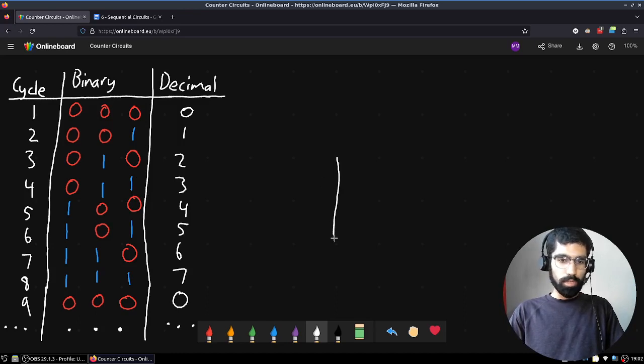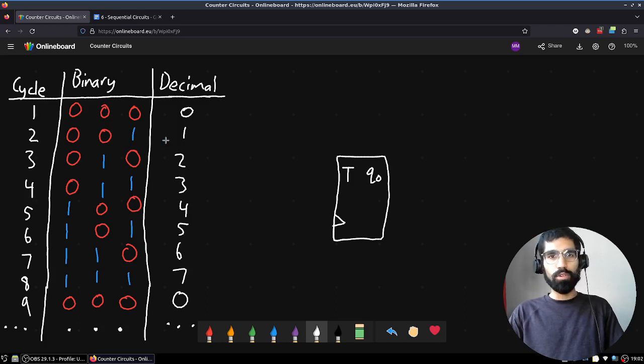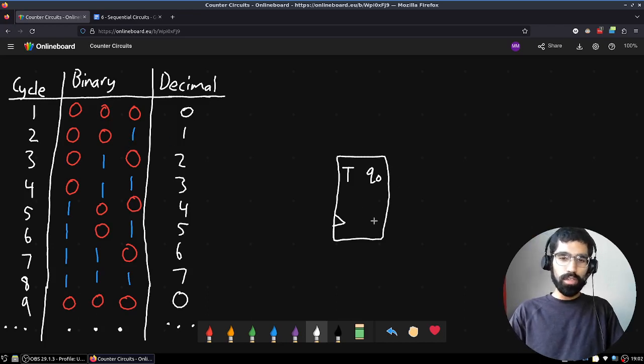We just have some toggle flip-flop like so. This is the toggle input, the clock input. I will call this column the least significant bit. I will call it Q0 because it is the least significant. So, 0 makes a good place to start. We have a Q0 over here.